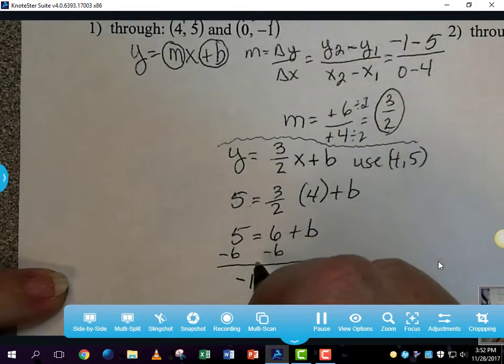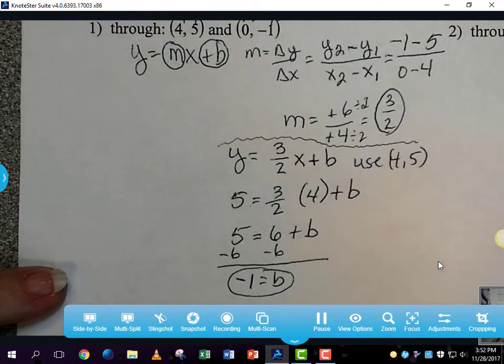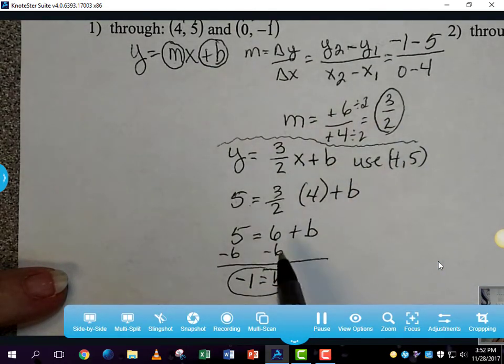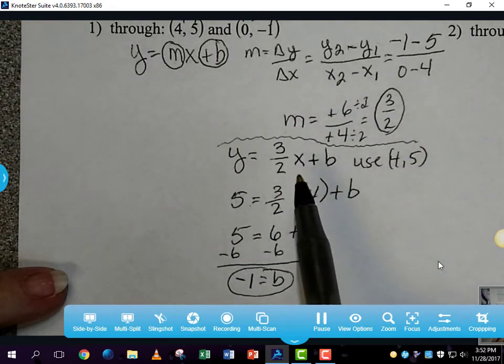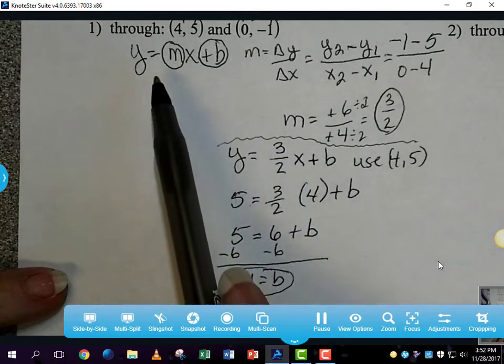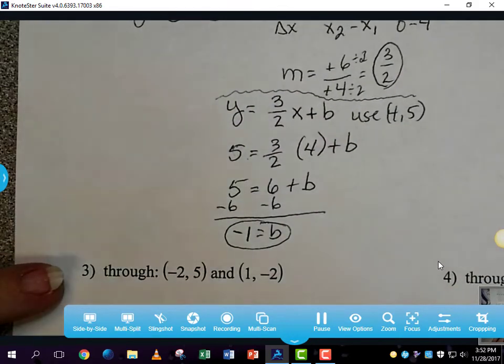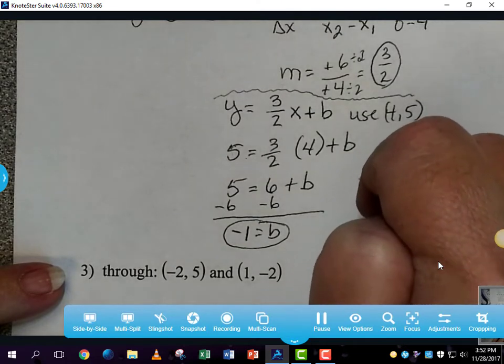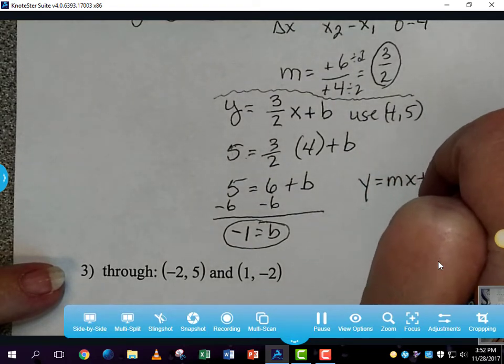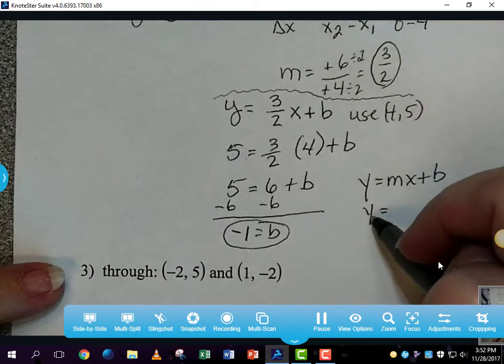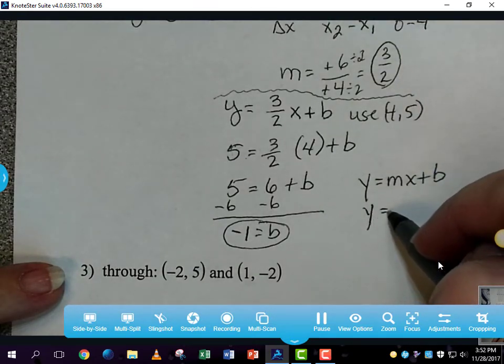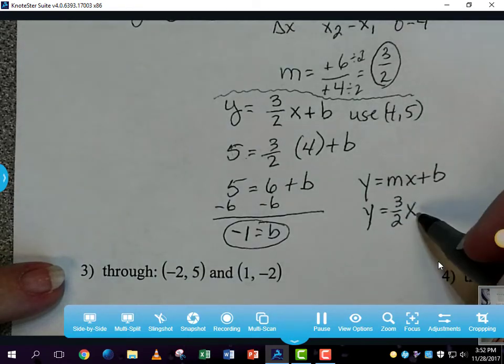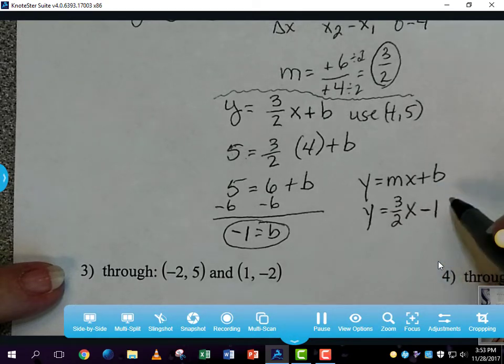Okay, so this is not the final answer, nor is this. These are just the two pieces you need in order to write the final answer, because the final answer has to be in the form y equals mx plus b. So now we put it all together. Y equals mx plus b. Y, which is called the output or the dependent variable, equals the slope, which we already figured out was 3/2, times x, which is the independent variable or the input, plus b, which in this case is negative 1.